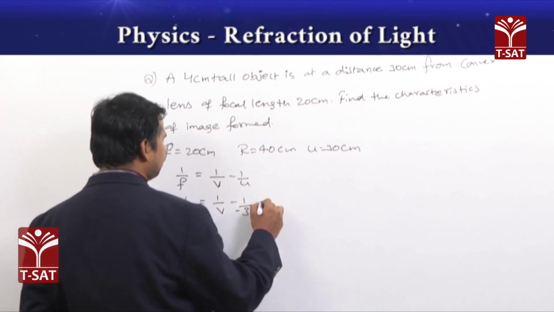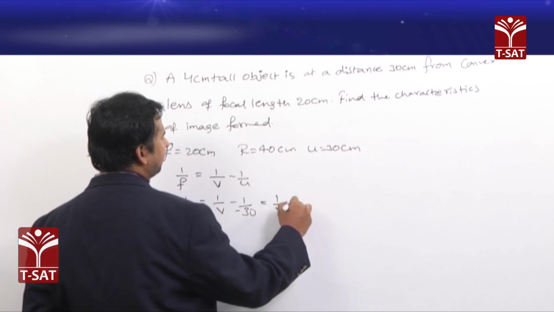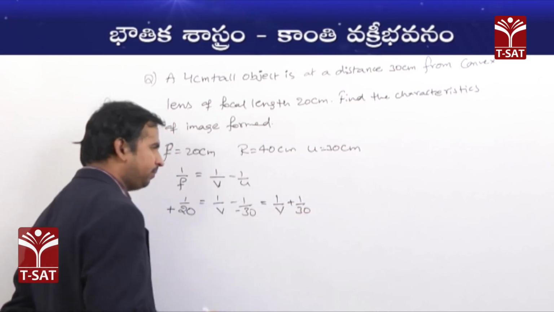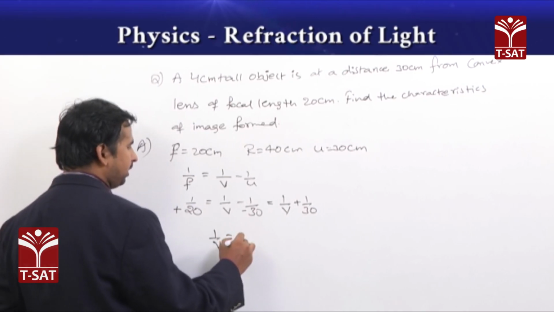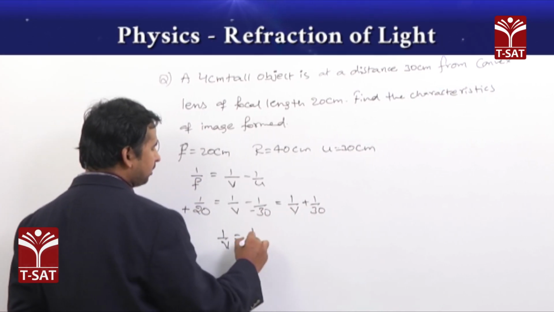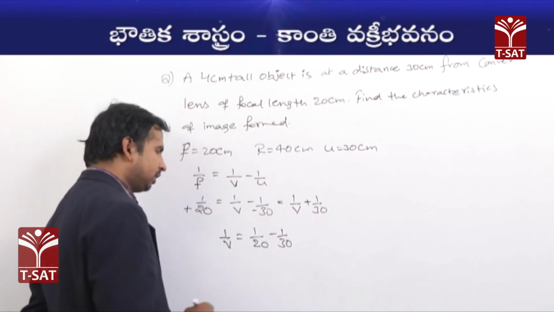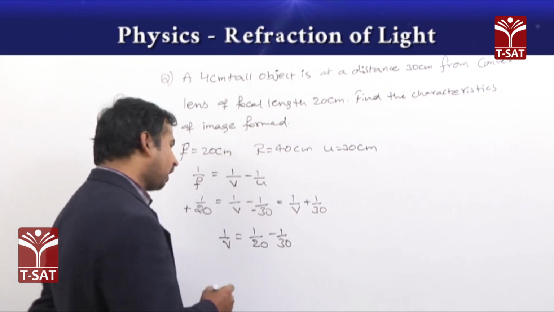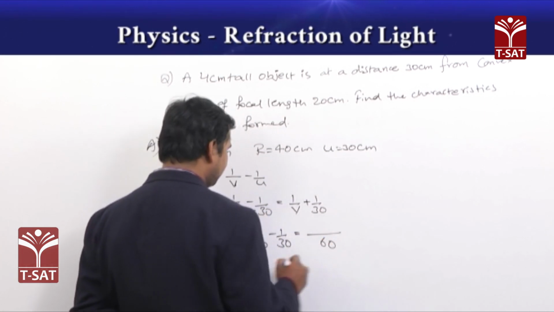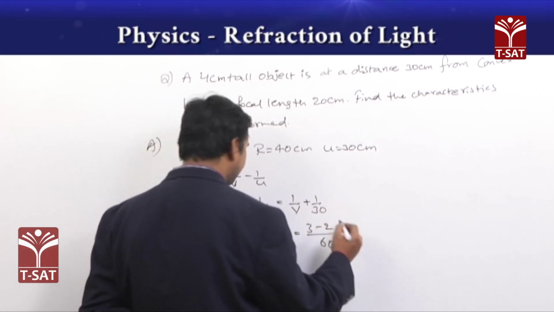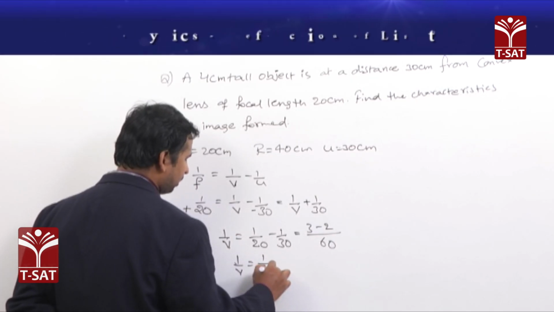Then it becomes 1/f, 1/20 is equal to 1/v, minus of minus becomes plus, 1/30. Then 1/v is equal to 1/20 minus 1/30. Calculating this, the LCM of 20 and 30 is 60, 2 threes and 3 twos, so 1/v becomes 1/60.